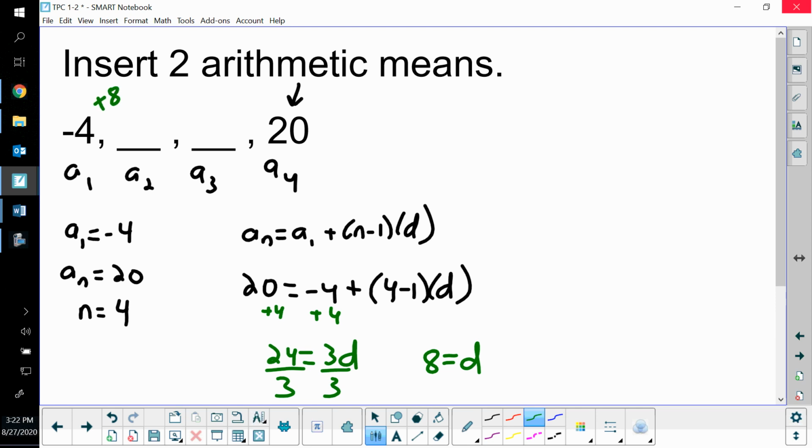So we're going to add on 8 to the negative 4 to get 4. We'll add on 8 again to get 12. So these are your answers, but add on 8 once more. 12 plus 8 does give you 20, so that's a check to make sure you did it correctly.